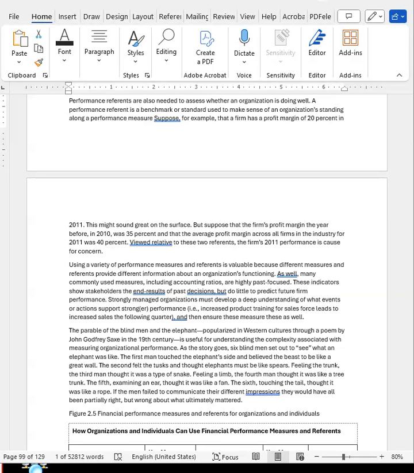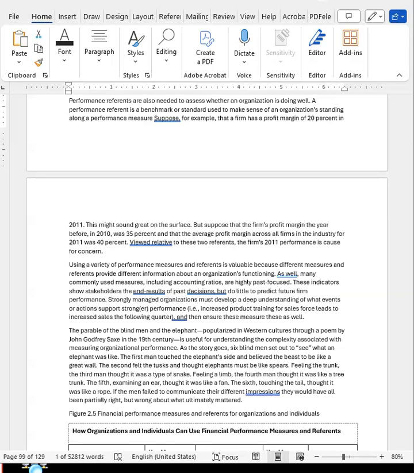The parable of the blind men and the elephant, popularized in Western cultures through a poem by John Godfrey Saxe in the 19th century, is useful for understanding the complexity associated with measuring organizational performance. As the story goes, 6 blind men set out to see what an elephant was like. The first man touched the elephant's side and believed the beast to be like a great wall. The second felt the tusks and thought elephants must be like spears.